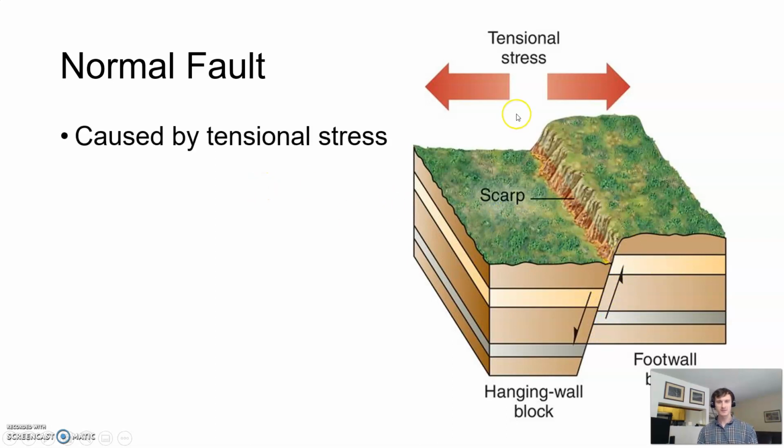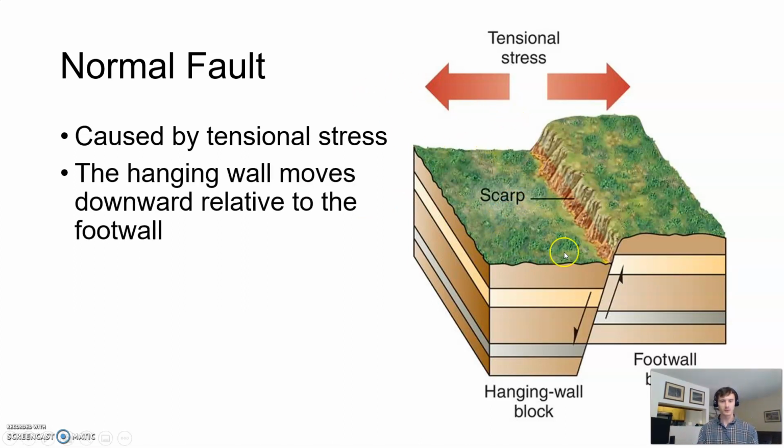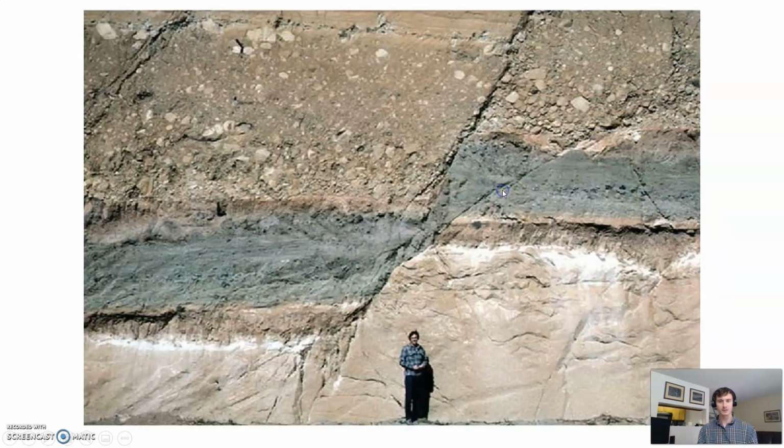This is caused by tensional stress. So we're pulling apart. This is a case where the hanging wall breaks off and moves down relative to the foot wall, as in this case here. So this would be our big normal fault, and we'd see, based on this, that it has moved down.